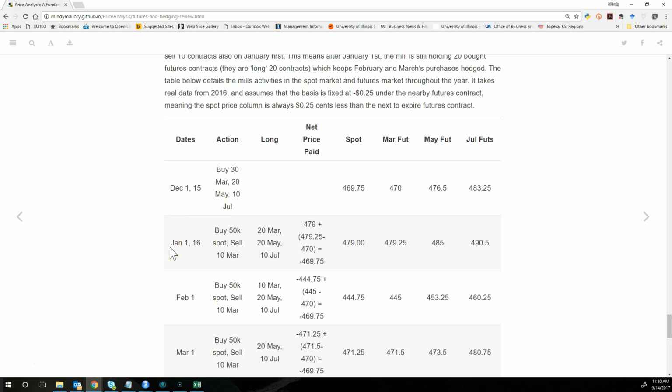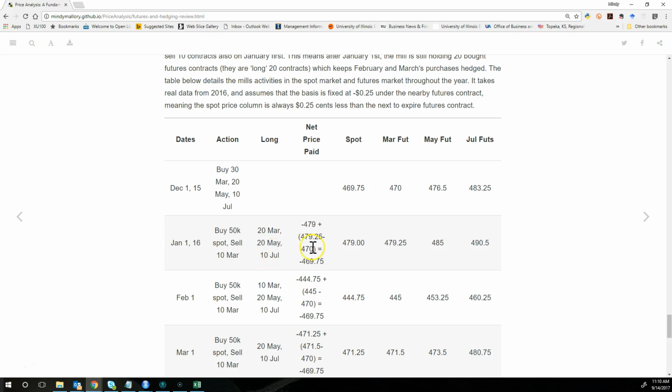On January 1st, we're going to go and buy our month's worth of wheat, so 50,000 bushels of spot. And then I'm going to lift my hedge of 10 contracts in the March futures contract. And I remain 20 contracts long in the March futures, 20 long in May, and 10 long in July.